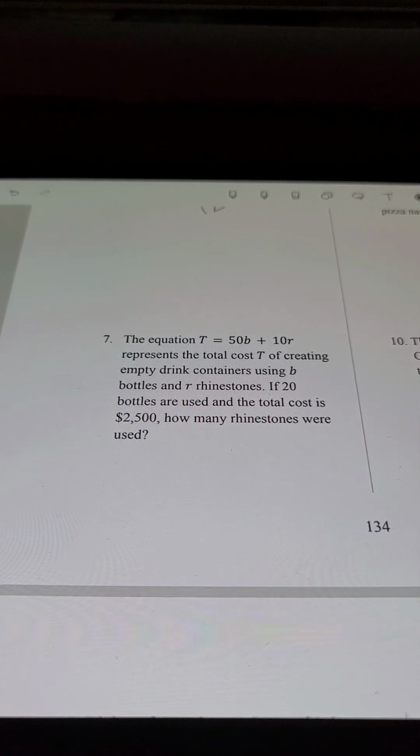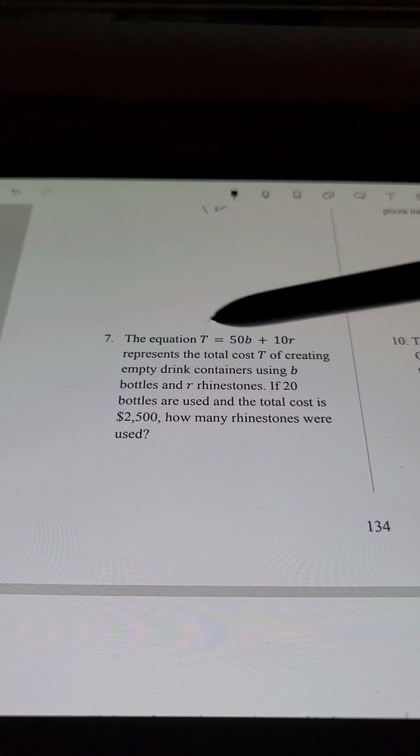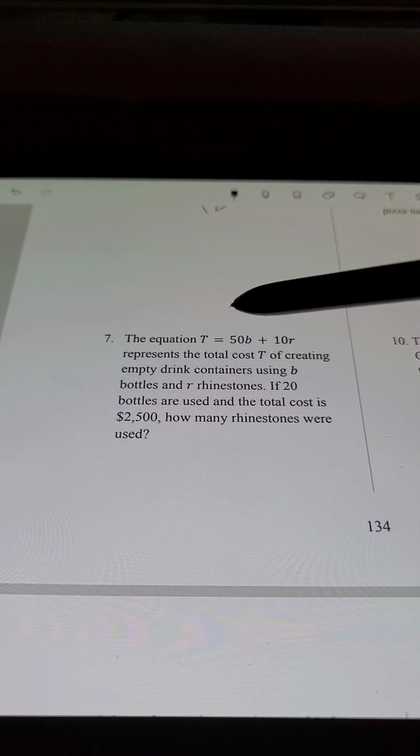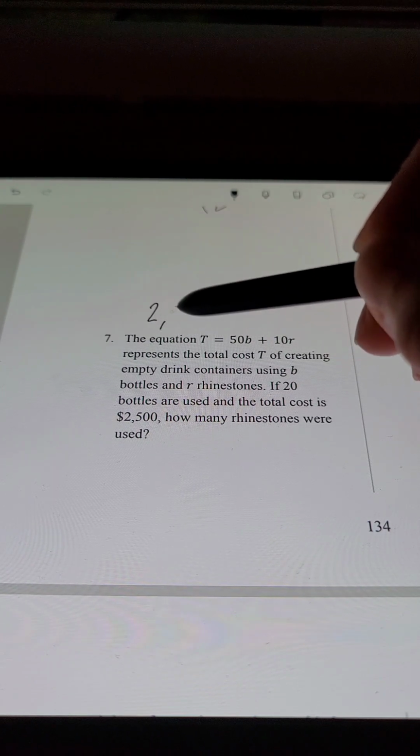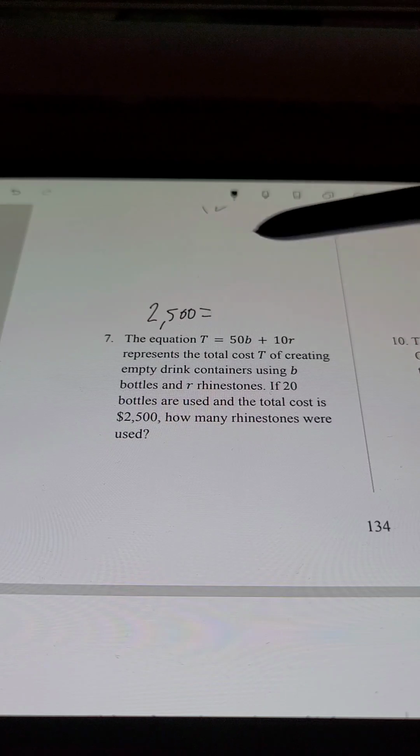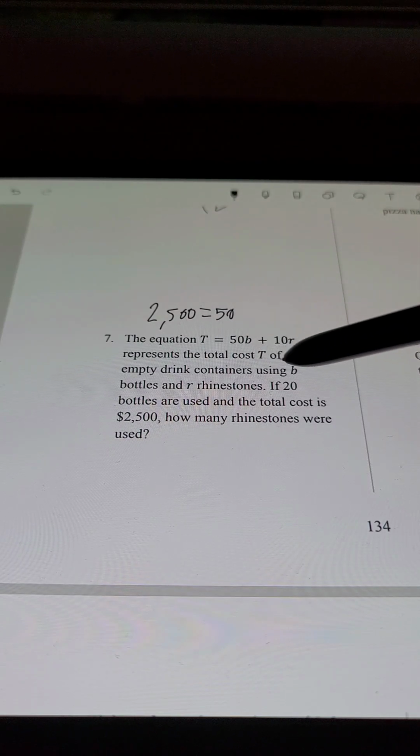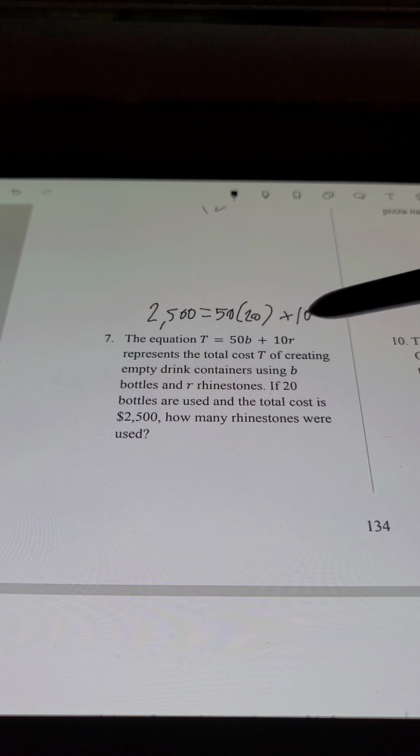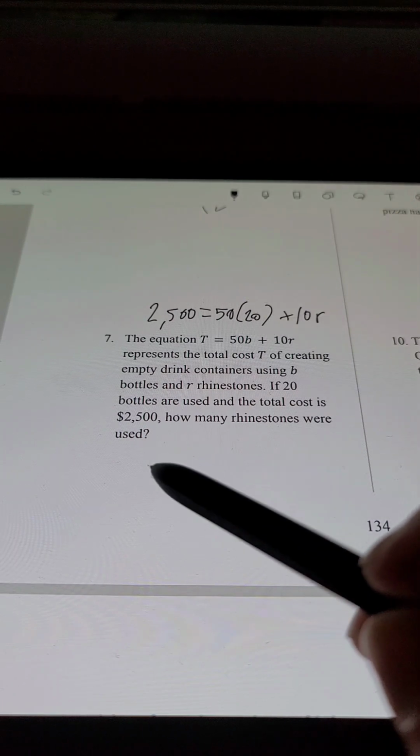Okay, pause to read number 7 if you haven't already. So we just need to plug in the given information into the given equation. So T is the total cost, which is 2,500, and that's going to be equal to 50 times the number of B bottles, which we know is 20. So we're going to plug in 20 for B, plus 10 times R. So I just need to now solve for R.